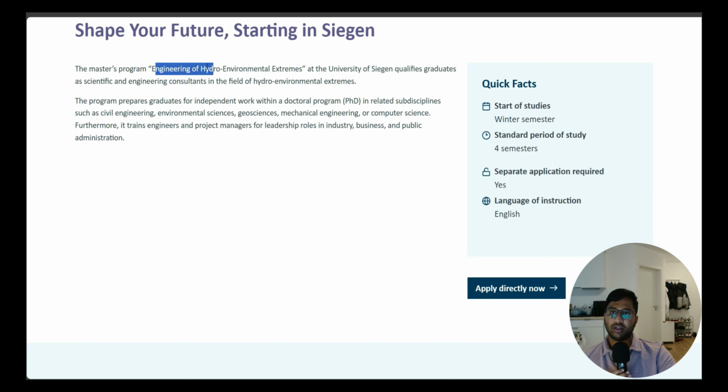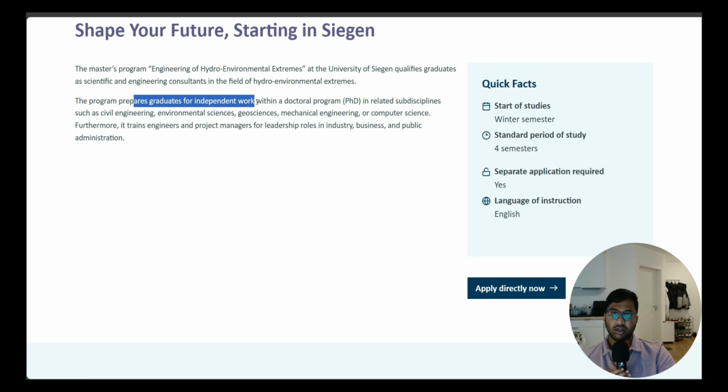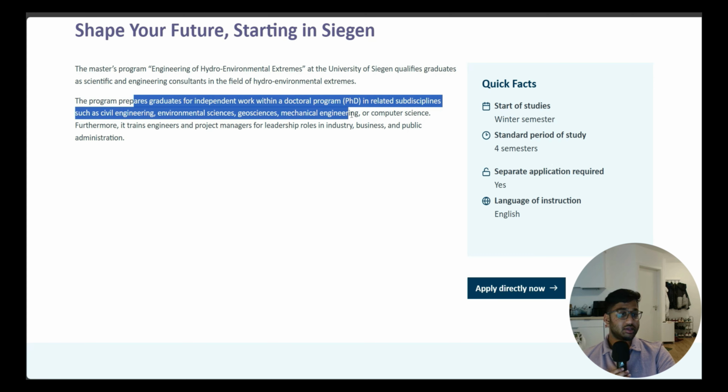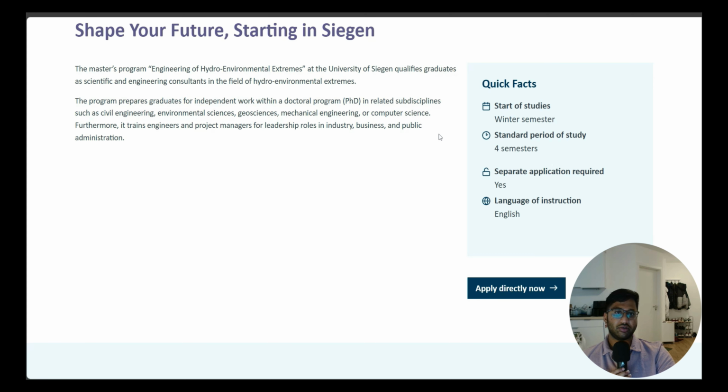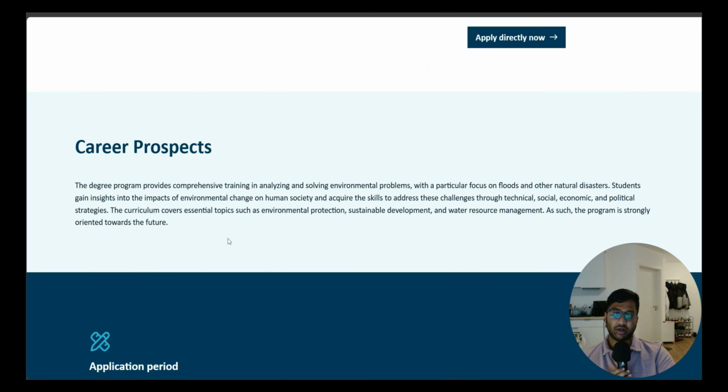The Master's degree program in Engineering and Hydro-Environmental Extremes at the University of Siegen qualifies graduates for a particular stream. The program prepares graduates for independent work within a doctoral program in the respective subdisciplines, such as civil engineering, environmental science, geoscience, mechanical engineering or computer science, whichever specialization you choose. Furthermore, it trains engineers and project managers for leadership in industry, business and public administration. This will be the outcome of this particular course.